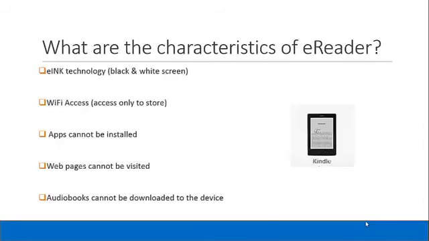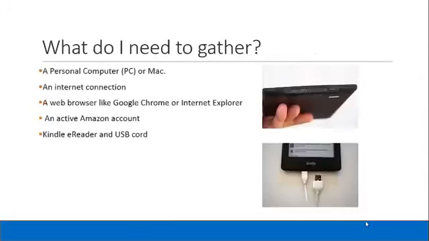E-readers do have Wi-Fi access. However, they're only designed to access the store from the company they came from. In this case, we're talking about Kindle e-readers. They're made by Amazon, and so they can only access the Amazon store. Therefore, apps cannot be installed and other web pages cannot be visited. Also, audiobooks cannot be downloaded to this device. They're only set up to read, and that's it.